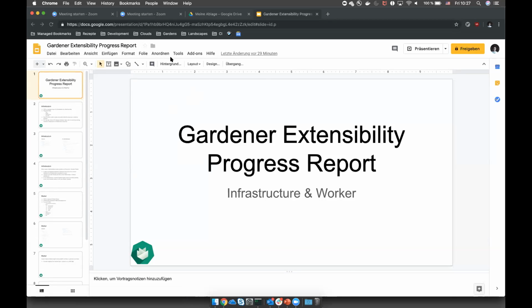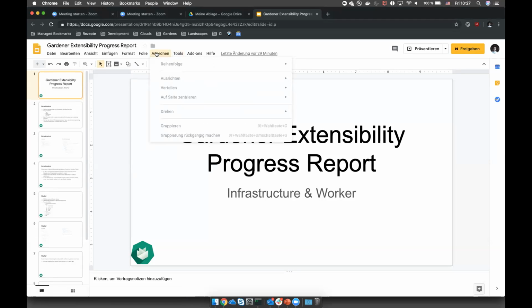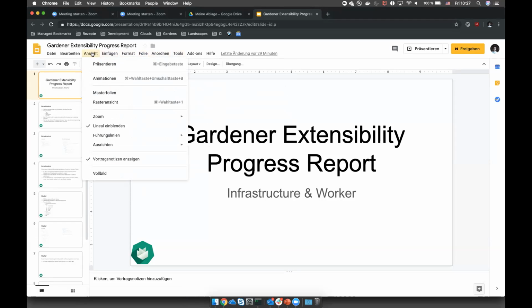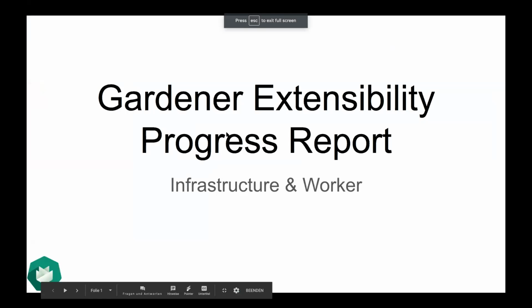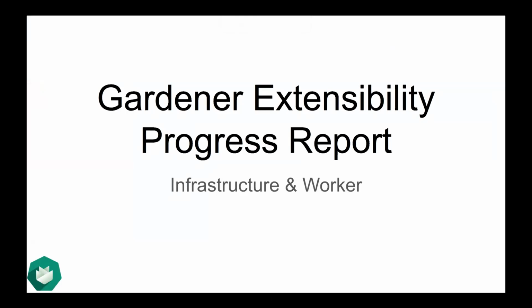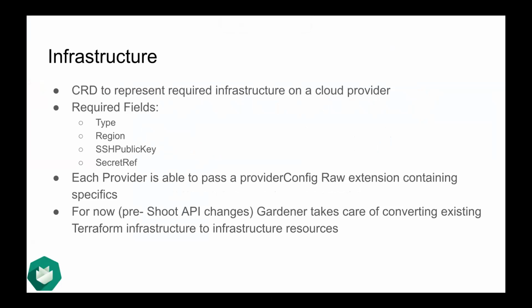So today I'm giving you a short progress report on what we've done regarding extensibility. Specifically, I'm talking about the new infrastructure and worker resource. First of all, we'll talk about the infrastructure resource and why we introduced it. Currently, this infrastructure resource is a new CRD that's being deployed to all seeds.